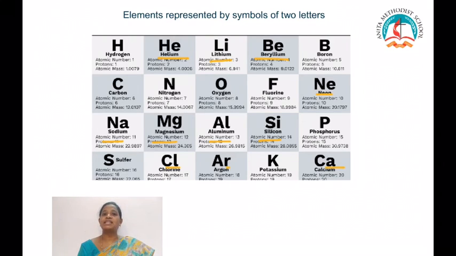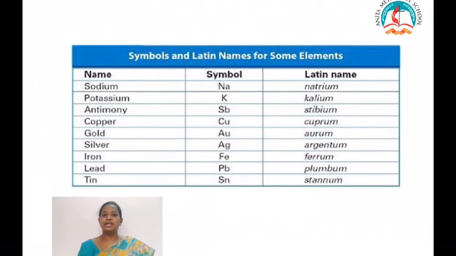We have one more way of assigning symbols to an element, that is using their Latin name. For example, sodium. The starting letter of sodium is S, but the symbol of sodium is Na. Do you know where it comes from? The Latin name of sodium is natrium. So the first two letters of natrium are Na. As we know, the first letter should be a capital letter. So capital N followed by a lowercase a. So Na is the symbol of sodium that comes from the Latin name of sodium, which is called natrium.